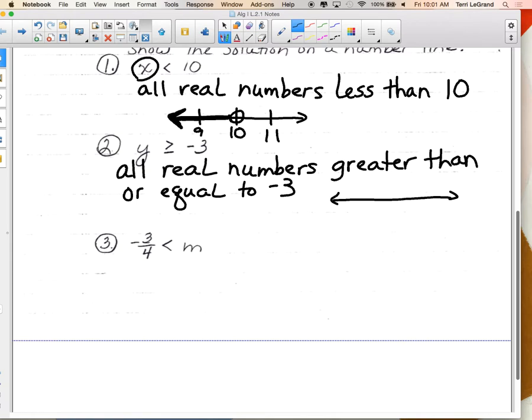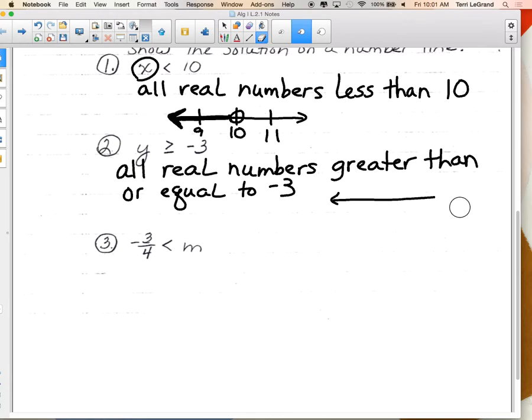So what's our important point, our endpoint? -3. So we just go -3, okay? The integer neighbor heading in the negative direction is -4. The integer neighbor headed in the positive direction is -2.